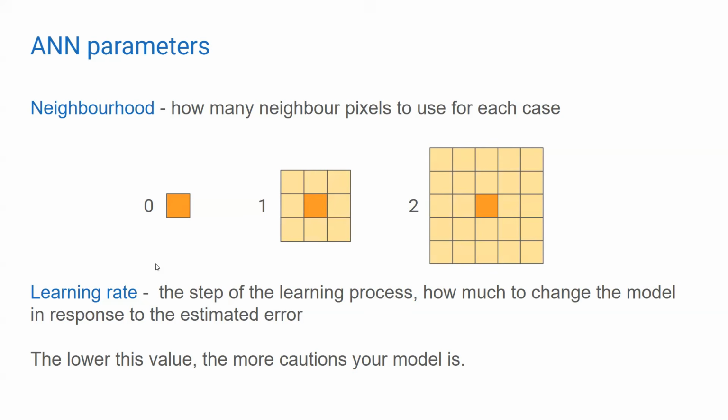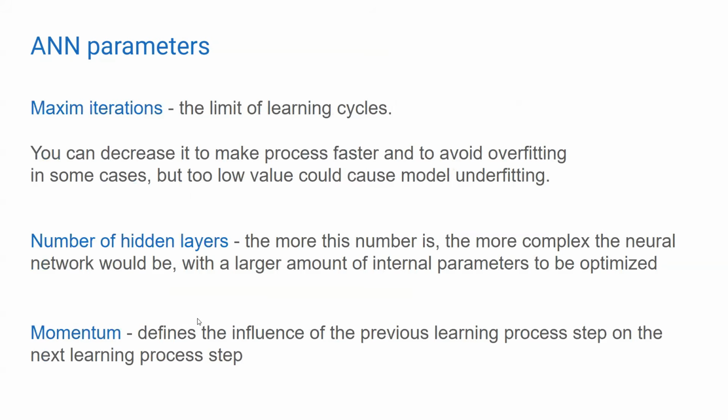Learning rate is the step of the learning process, how much to change the model in response to the estimated error. In short, the lower this value, the more cautious your model is. Next parameter is maximum iterations. The limit of learning cycles. You can decrease it to make the process faster and to avoid overfitting in some cases. But too low value could cause model underfitting. We will play with it a little bit.